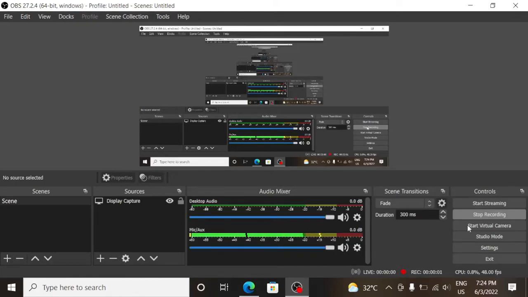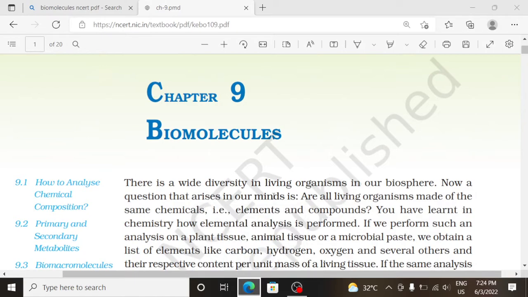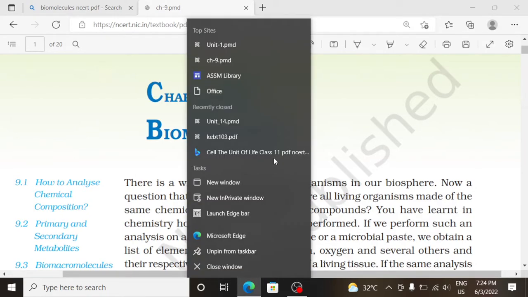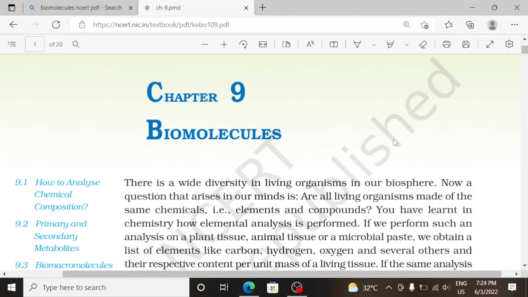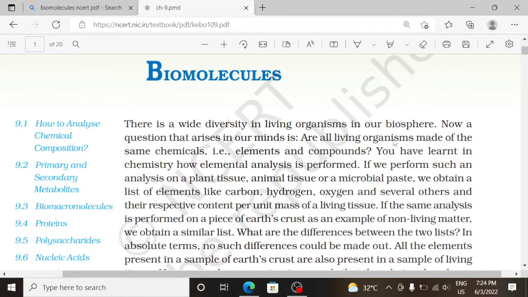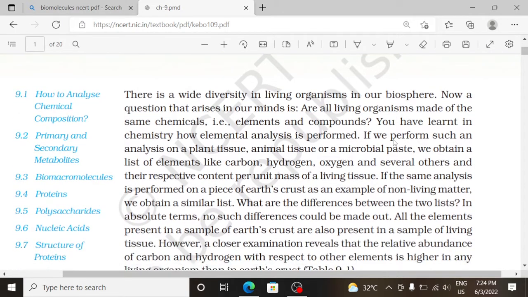Hello everyone, and today we are going to start the reading of chapter 9, Biomolecules, from unit 3, that is cell structure and functions. There is a wide variety in living organisms in our biosphere. Now a question that arises in our minds is, are all living organisms made of the same chemicals, that is elements and compounds? You have learnt in chemistry how elemental analysis is performed.